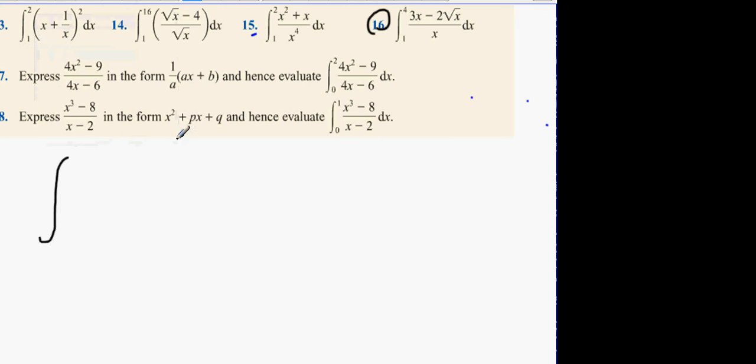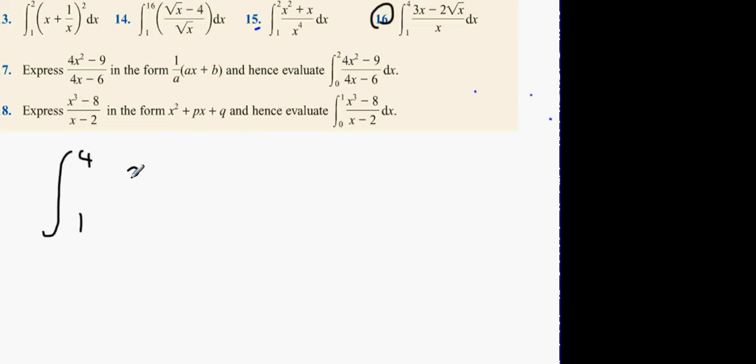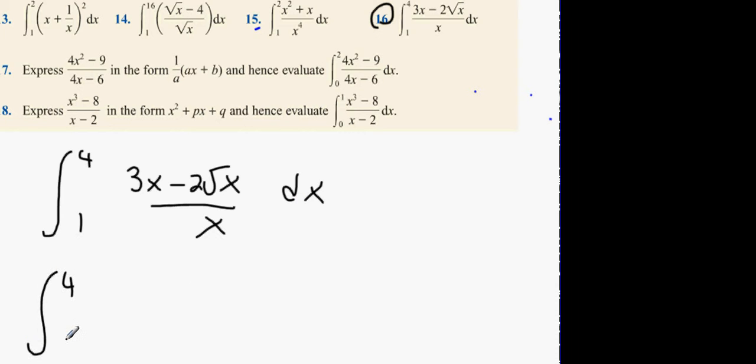Now, in this question here, what we have is question 16, and we have the integral from 4 to 1 of 3x minus 2 root x all over x dx. Like in question 15, I'm going to split the fraction in half. I haven't integrated yet. What I'm simply doing is saying 3x over x minus 2, and I'm going to change the root x to x to the power of half, all over x dx.